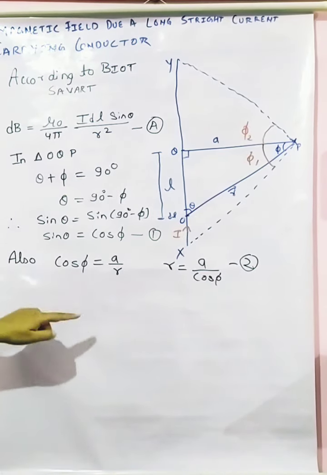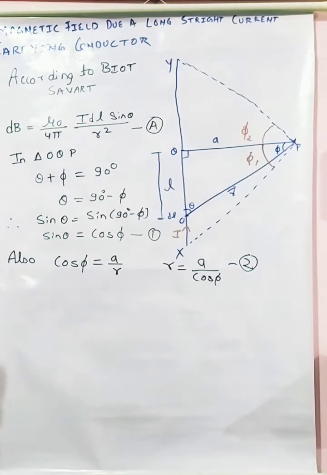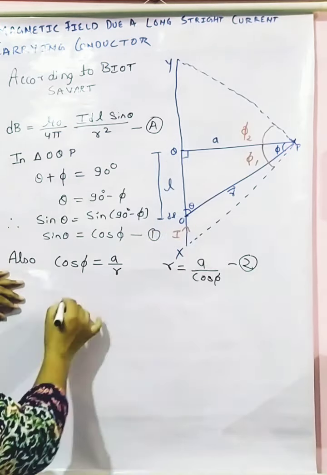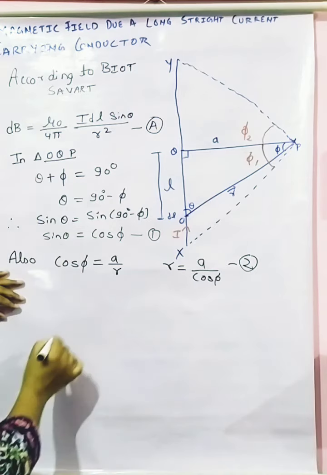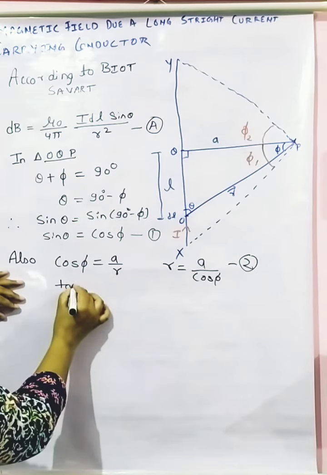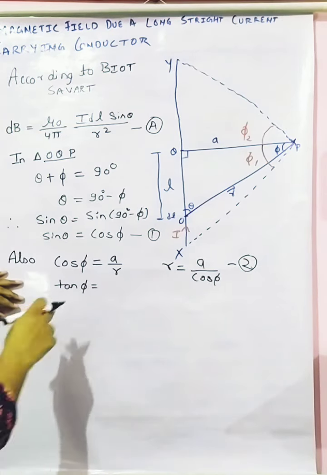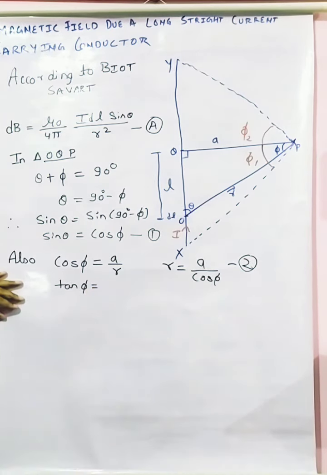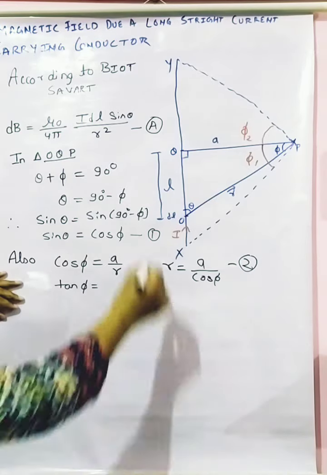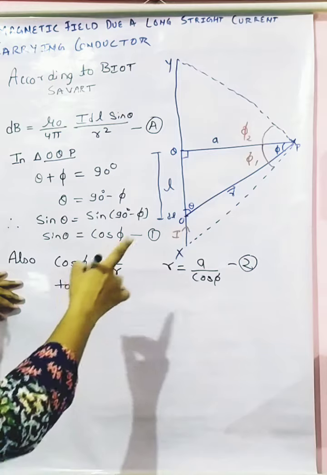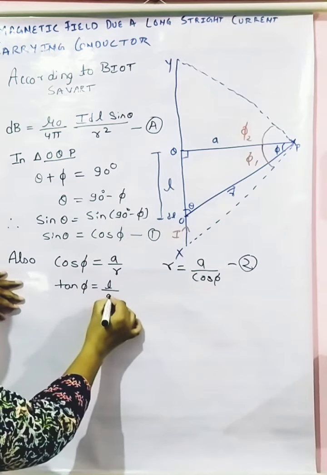Now still one thing is missing, that is my dl. How can I calculate my dl? Again I will go back to the same triangle. This is the only hero. So tan phi is equal to, what is tan phi? Tan is nothing but perpendicular upon base. So what is your perpendicular? L. What is your base? Base is nothing but, if you see from the triangle, A.